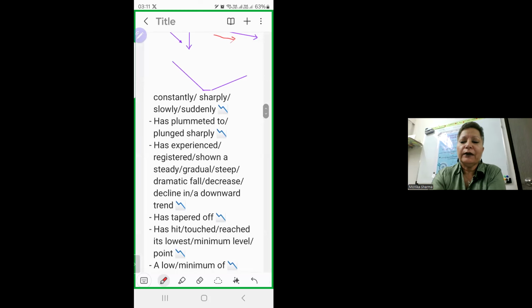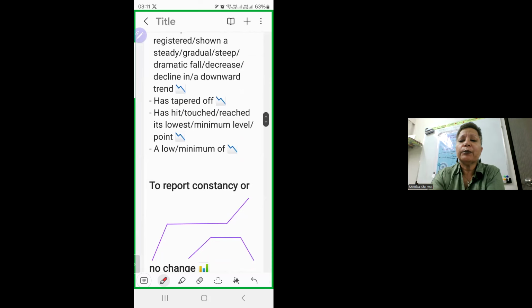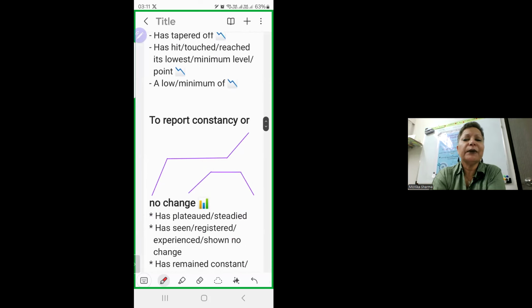Is that okay? Now coming to report a constancy. Constancy means when there is no very major increase or a major decrease. So when you're talking about a bar graph over a period of time remaining more or less constant, a line graph which is not really going up, or figures in a table which do not show too much of a variation.